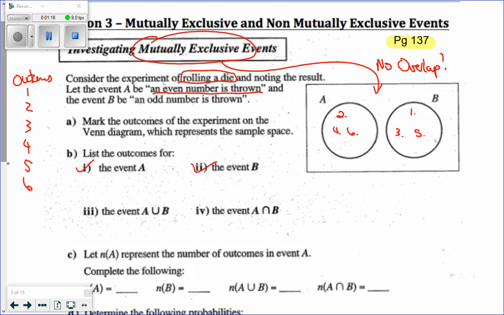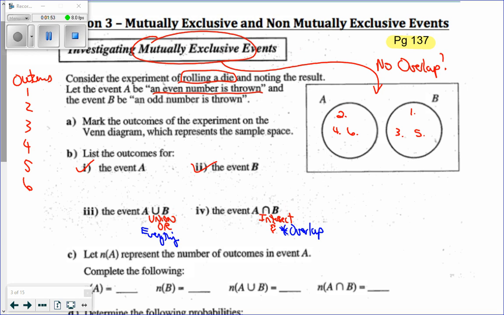So this symbol means union. Union means or. This symbol means intersect. Intersect means and. Okay? So, and means overlap. Or means everything. So all the way back to set theory.